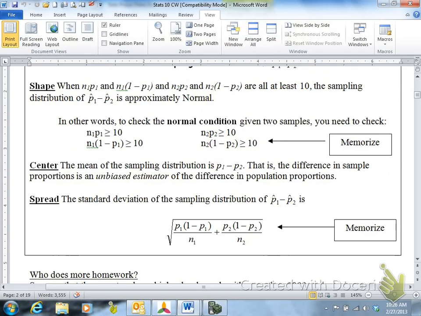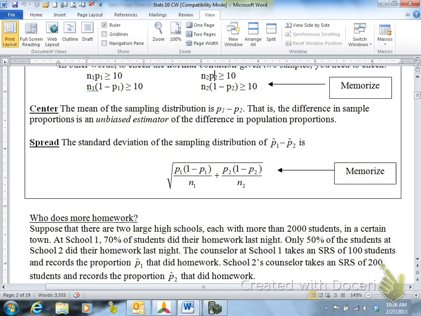In other words, this is the stuff you'd want to memorize. In the previous chapter, you would do this and this. All that we're adding is the second sample. You have to test that as well. The center, the mean of the sampling distribution is p1 minus p2. That is, the difference in the sample proportions is an unbiased estimator of the difference in the population proportions.